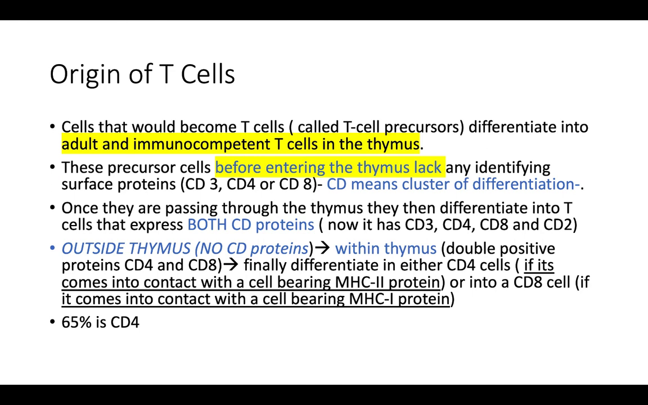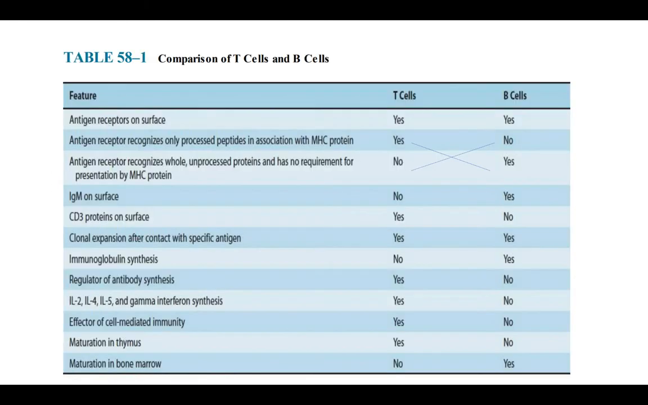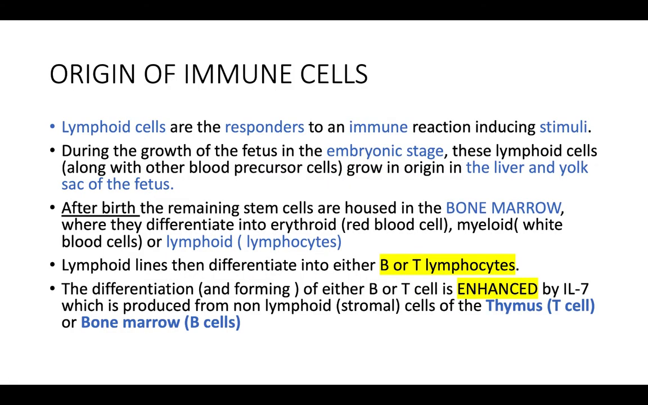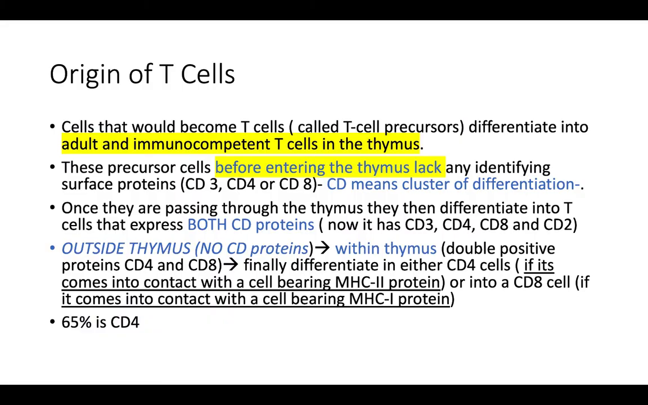They differentiate into adult and immune competent T cells in the thymus. تمام. These precursors, before entering the thymus, ما عندهم any identifying surface proteins، before differentiation. Once they are passing through the thymus، بصيروا as they are differentiating، ذكروا بالصورة، they will express both proteins. They have everything. They have CD4, CD8, CD2, CD3. They have everything.